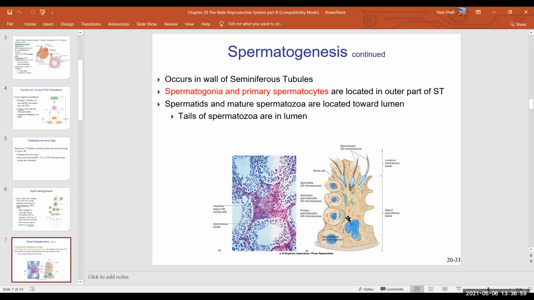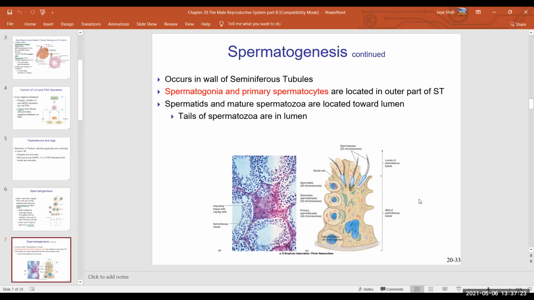Okay. So spermatogenesis occurs in the wall of the seminiferous tubules. Spermatogonia and primary spermatocytes are located in the outer part of the seminiferous tubules. Spermatids and mature spermatozoa are located towards the lumen. And we talked about these things. I'm not going to read it.